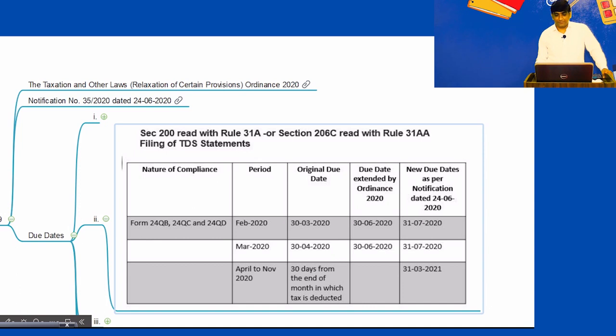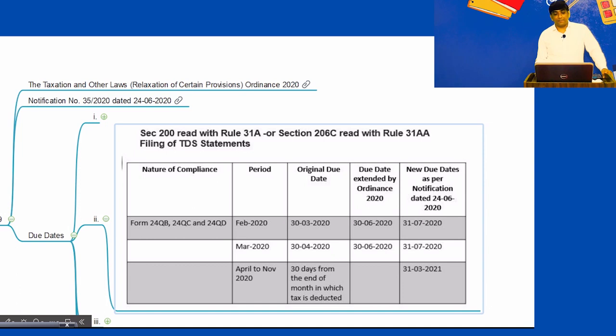Fine. Now let's see another form 26QB, QC and 24QD. The special forms which were mentioned for the month of February and March, it was specified. Original due date 30th of March and 30th of April for February and March respectively. Due date extended by ordinance was 30th of June, blanket extension, and new dates are 31st of July. For both February and March, it is extended to 31st of July.